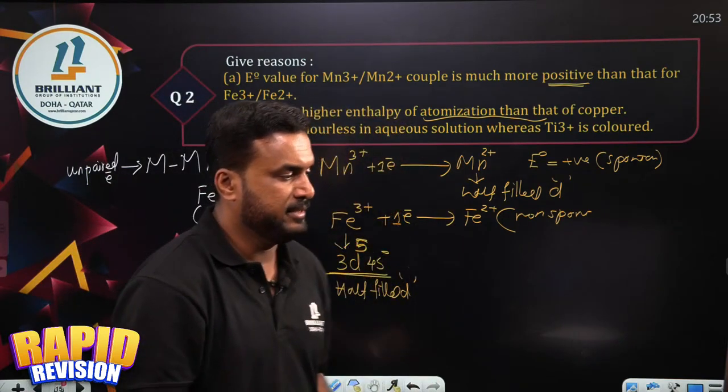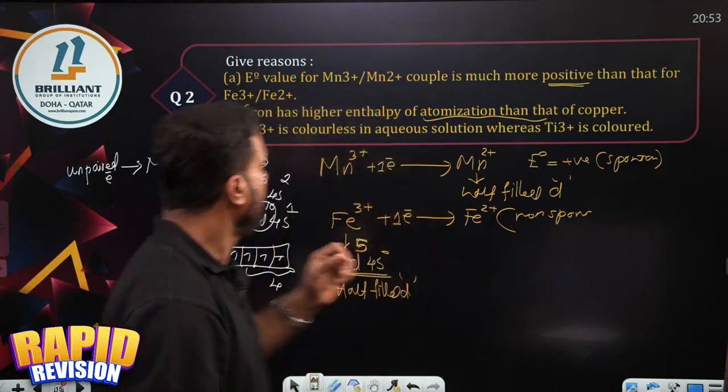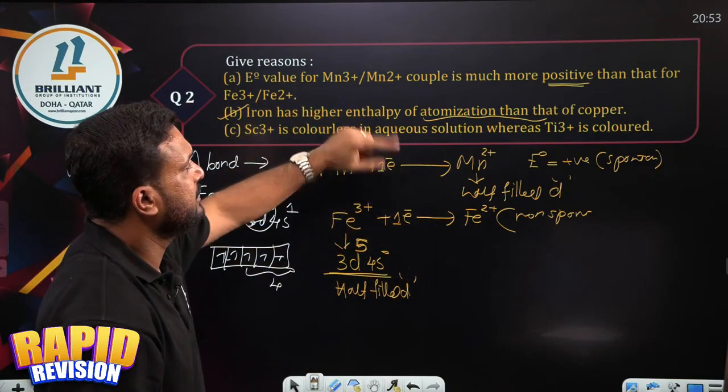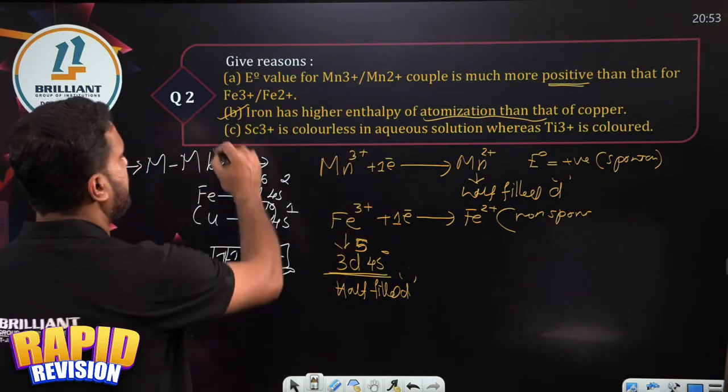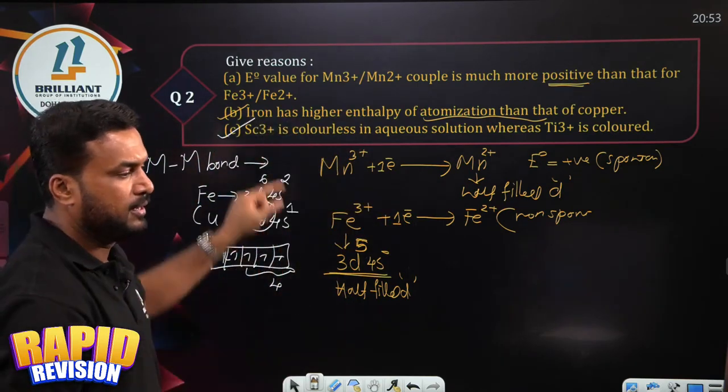Yes, Arya Trivedi, tell. So iron has higher enthalpy of atomization because of more unpaired electrons, so stronger metal-metal bonding. Then we will go for sub question 3.